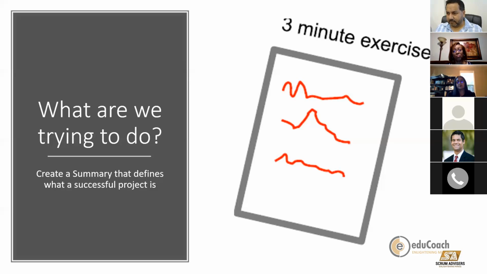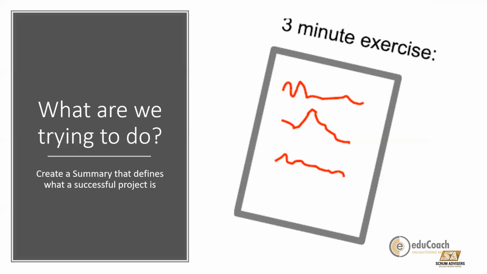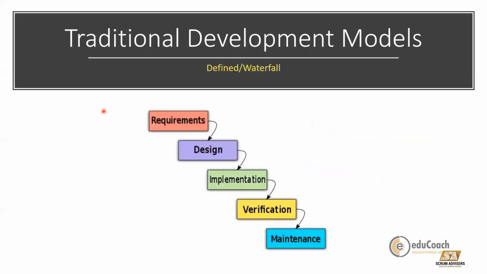So most of you went through something similar. What I'm showing on my screen right now is what you would probably be looking at. We go from requirements to design to implementation to verification, and finally, once we have the rollout, we move to the maintenance phase. That's how everything would look, right? That's what we would traditionally do. That's what the traditional development model looks like, and that's what we call the defined or the waterfall method.